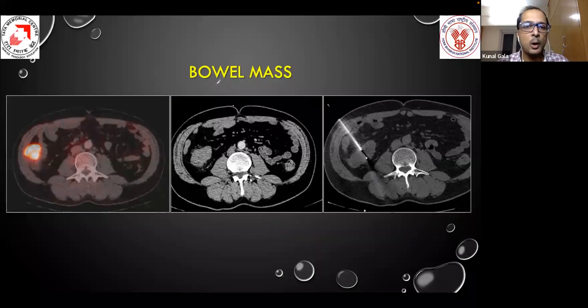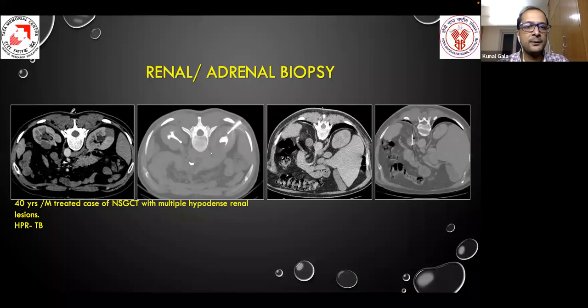Whenever there is bowel thickening and it is highly suspected to be a lymphoma, like this large mass which is located here, one can perform a biopsy, either ultrasound guided or CT scan guided, for a bowel mass. If there is a lumen, one can take the biopsy from the peripheral solid component.